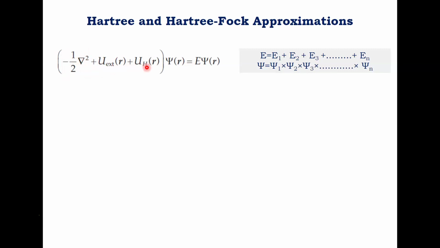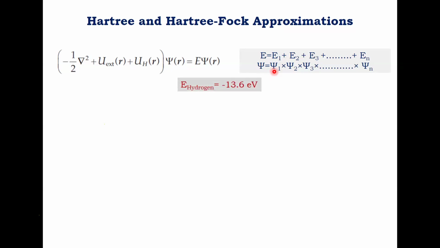Okay, so this is a very crude approximation. Basically, what this approximation says is that the total energy of the many electron system is the sum of the energies of the individual electrons. If you calculate the energy of each individual electron and add these energies, you will find the total energy. Very simple approximation. And the total wave function was considered to be the product of the wave functions of each individual electron. Okay, this was a very crude approximation. It's basically not accurate.